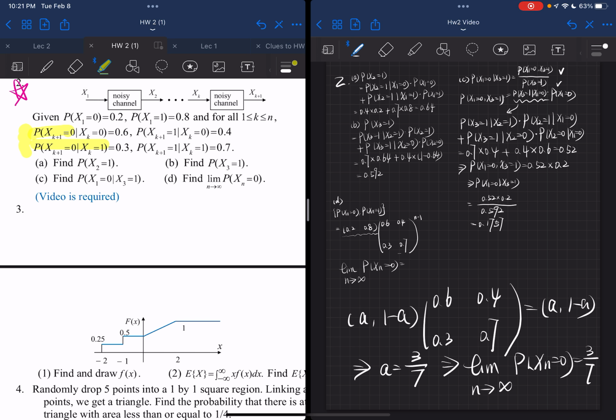I think for problem 2, we need to have the ability to derive the formula based on n equals 2, 3, 4, 5. And we also need to know how to calculate the matrix limit.